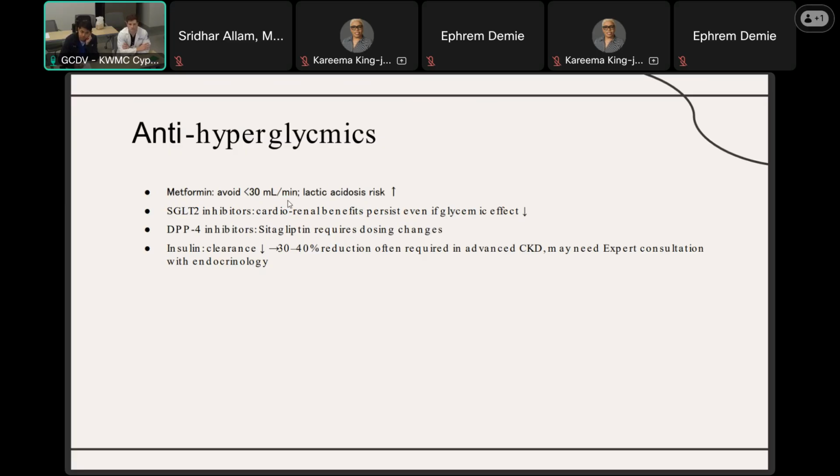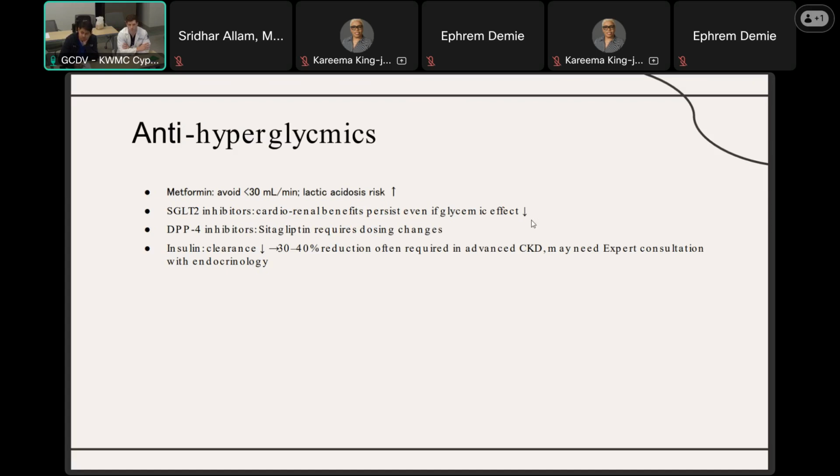SGLT2 inhibitors have cardiorenal benefits. Now, as per the labeling, we use SGLT2 inhibitors if the GFR is 20 or above. But once you start those medications, you can continue them forever for their cardiovascular benefit. It is to be noted that with SGLT2 inhibitors, the hypoglycemic effect actually does go down with GFR.